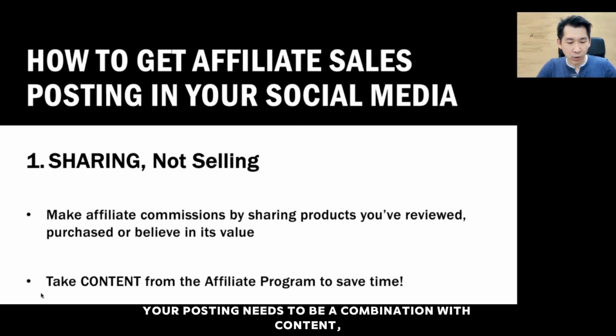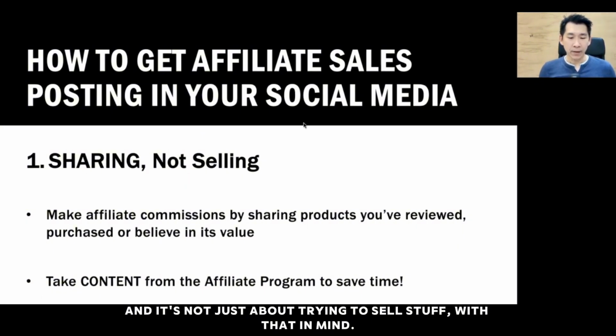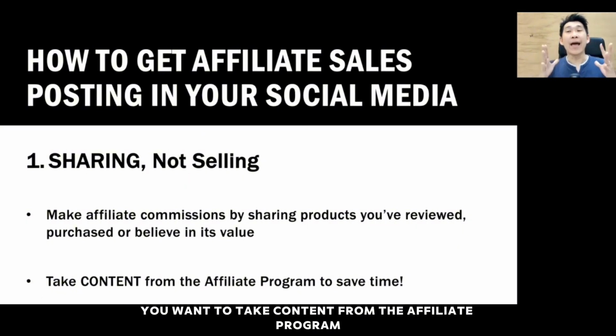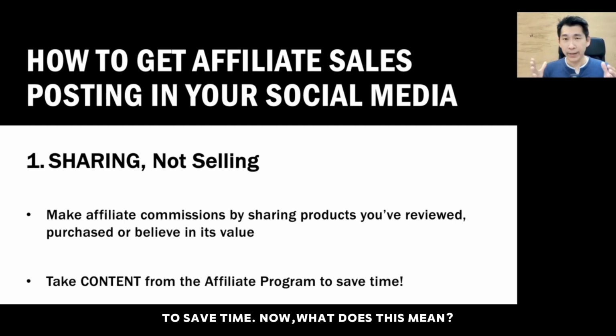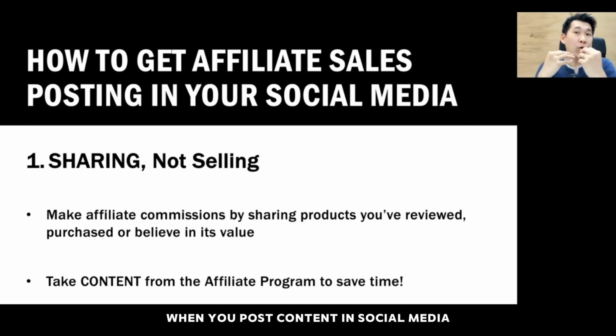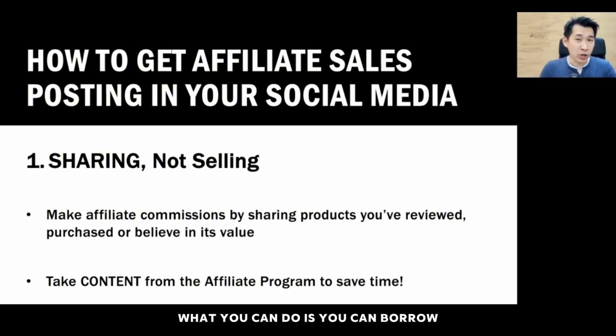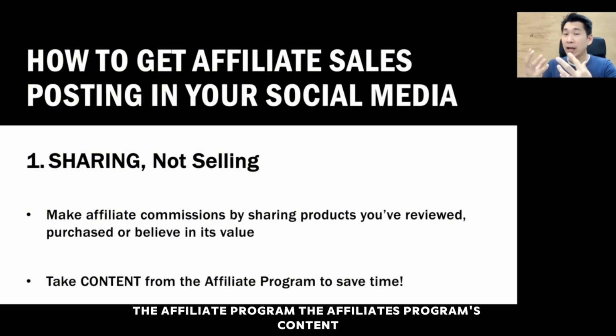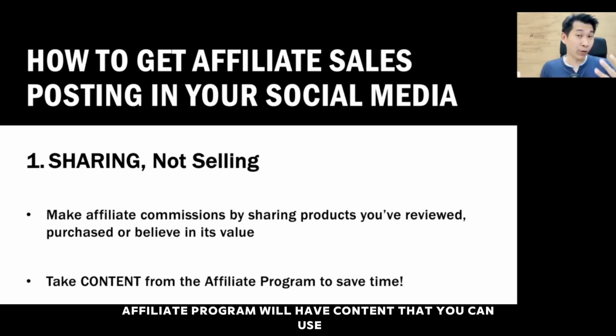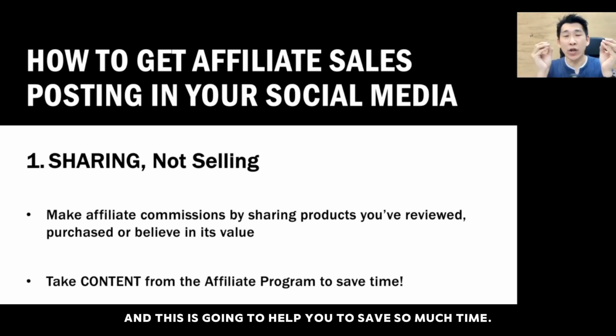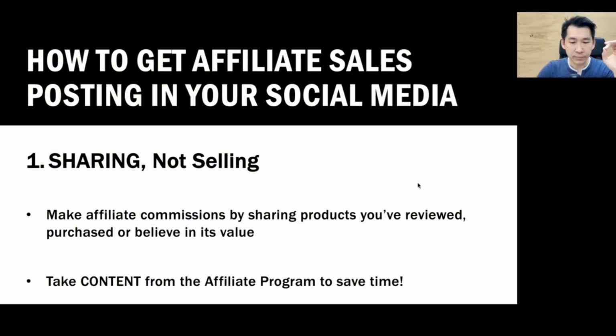So next, when you want to do this the right way, your posting needs to be a combination with content. It's not just about trying to sell stuff there. With that in mind, you want to take content from the affiliate program to save time. Now, what does this mean? When you post content in social media, instead of creating your own content, you can borrow the affiliate program's content. A good affiliate program will have content that you can use, and this is going to help you save so much time.